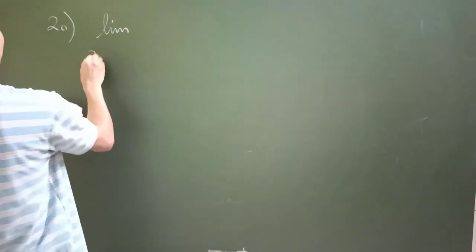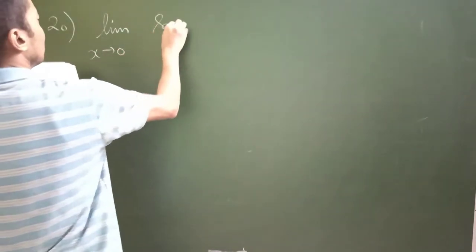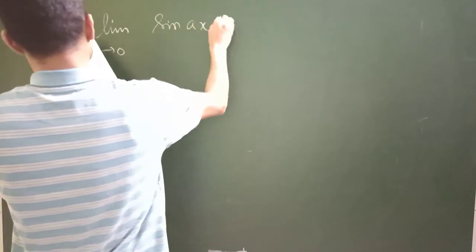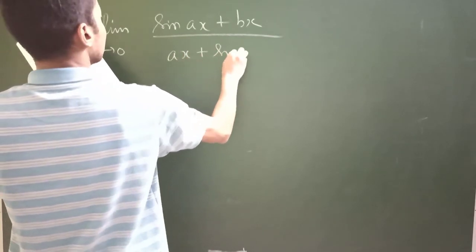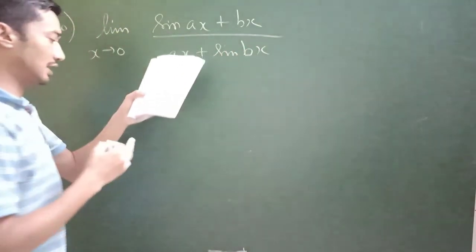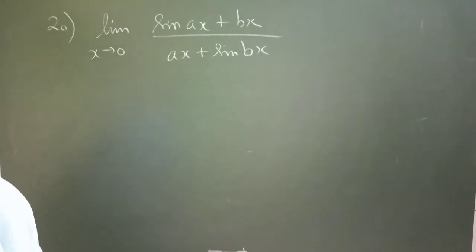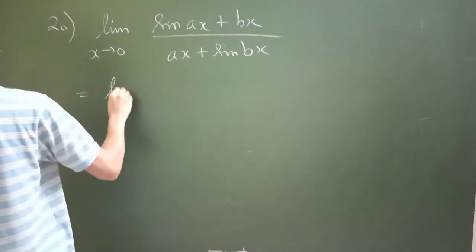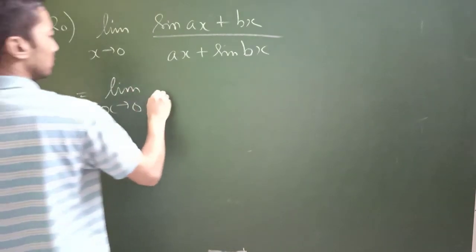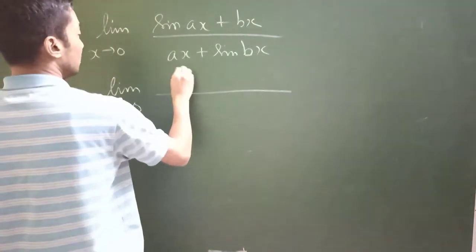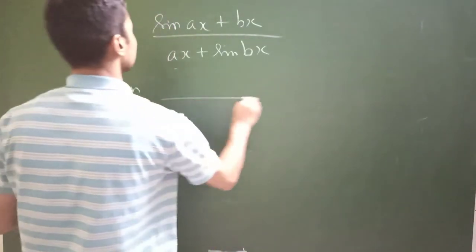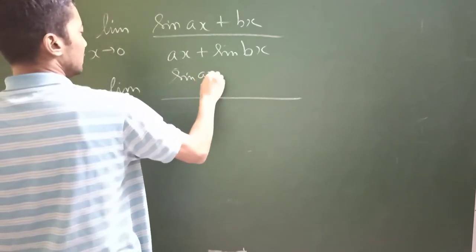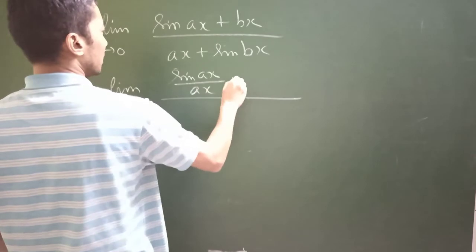Okay, what do we have there? Question number 20. X tends to 0, sine of ax plus sine bx. It's also mentioned that a plus b is not equal to 0. Okay, fine. Now to solve this, what I will do is divide every term, both the numerator and the denominator. Okay, looks a bit congested. I will divide the denominator as well as the numerator by ax.